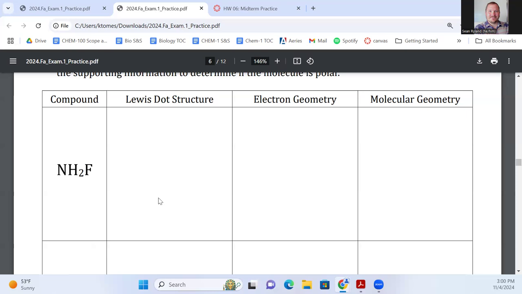So if that's our electron geometry, what's our molecular geometry? Trigonal pyramid. Because everything's still in the same spot, the only difference between molecular geometry and electron geometry is you can't see the lone pairs. So you take the same drawing and erase any lone pairs. Everything still stays in the same spot because the lone pair is still there taking up space. We just can't see it. Trigonal pyramid.